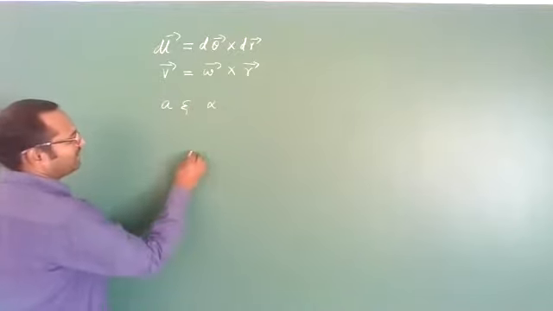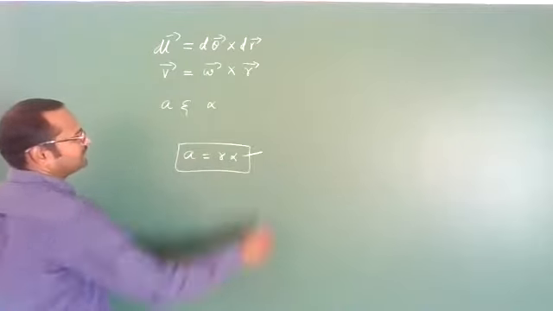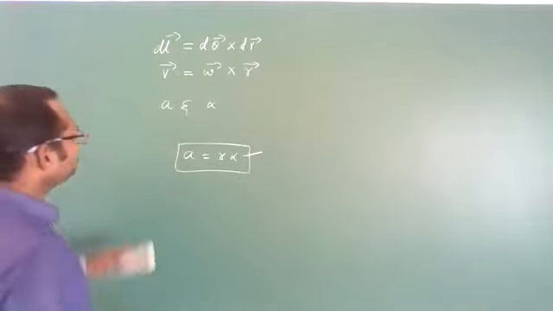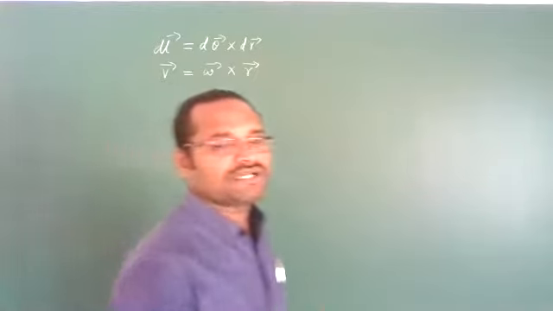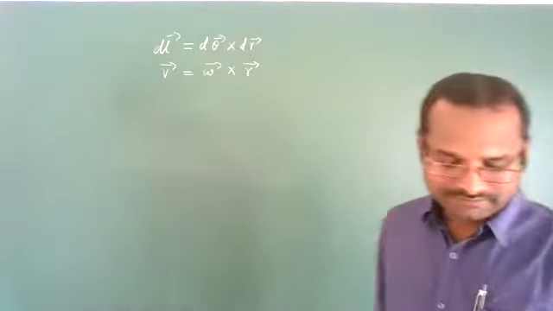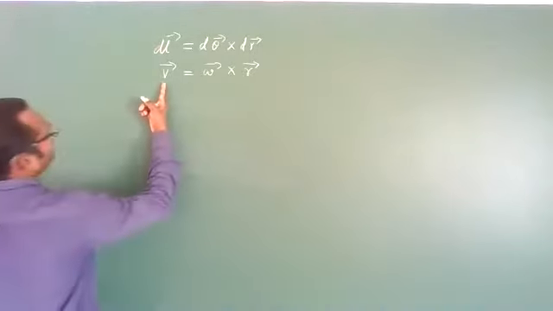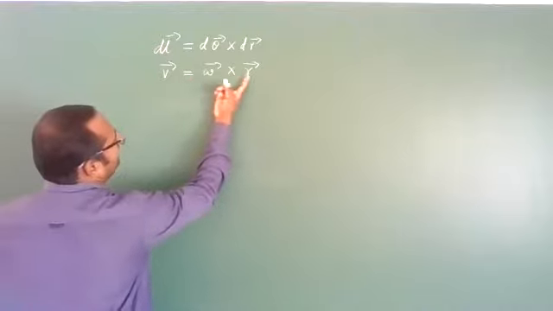Yesterday we derived a equals r alpha in scalar format. Now this is the vector format. Again, all these things we will discuss in the chapter on system of particles and rotatory motion, which is a very important chapter. So we have this equation, the relation between v and omega: v bar equals omega bar cross r bar.